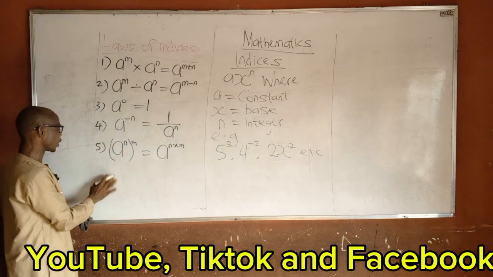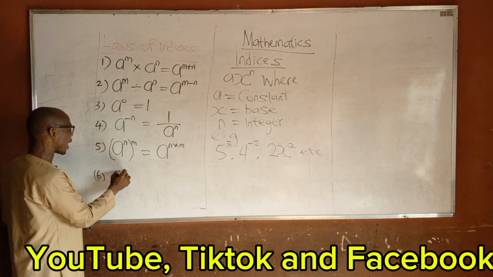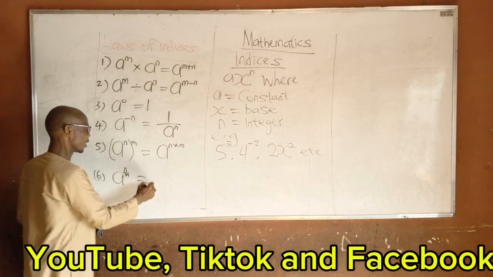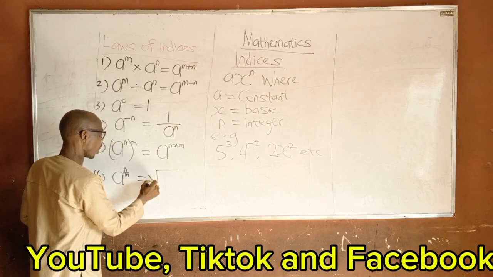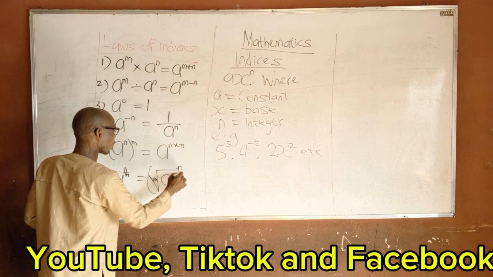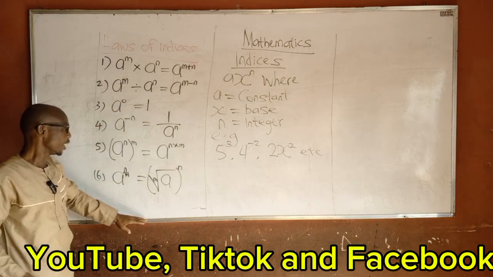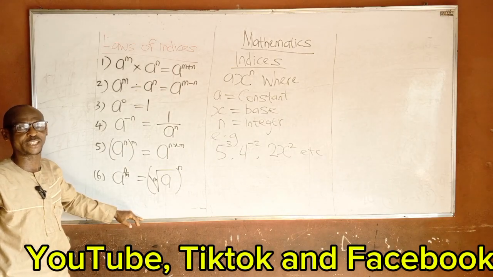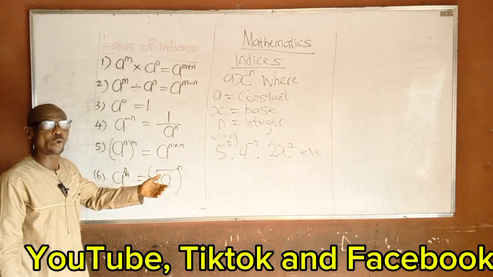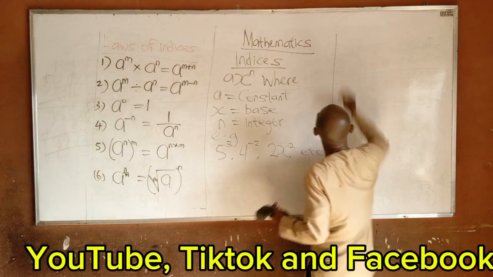And the sixth one I'm going to take for the last, we have a raised to power m over n, and this is the nth root of a raised to the power of m. We are going to look at all these laws. These are the basic laws of indices. We are going to look at them and prove them with simple values.